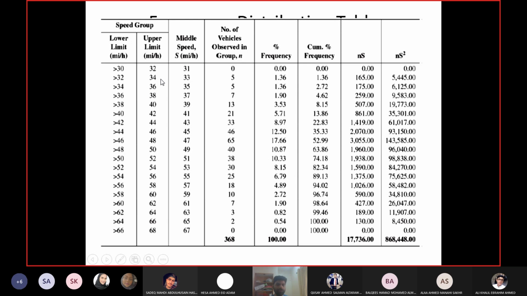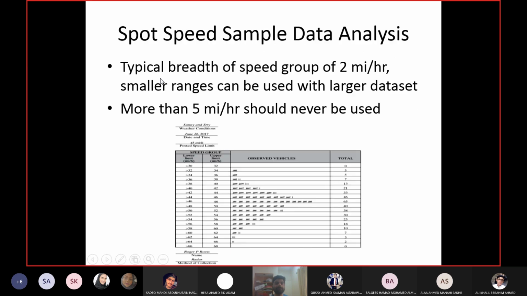So from 30 to 31 is also possible. But the maximum difference is 5 miles per hour. The maximum possible difference for the speed group is 5 miles per hour. So if your lower limit is 30, the upper cannot be more than 35. And the speed group should be of the same size for the whole data. So if the first one is 30 to 32, the second one can only be 32 to 34. You have to keep the same size for all the speed groups in the data.